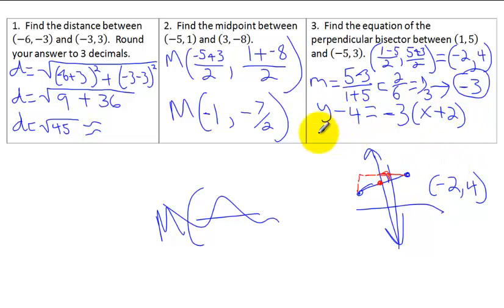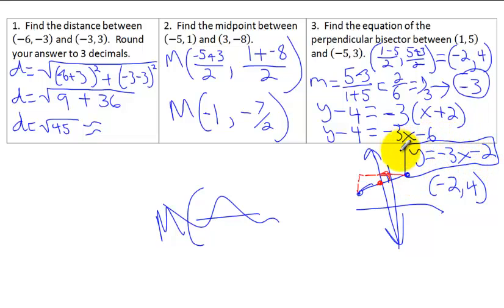Now that actually could be done, but if we wanted to solve from there, you could go y minus 4 equals -3x minus 6, add 4 to both sides, and you get y equals negative 3x minus 2. So if you were solving for y, that would be your answer for this problem number 3.